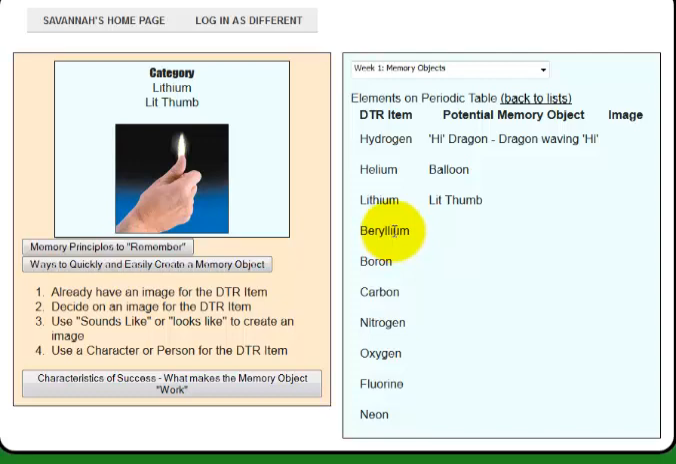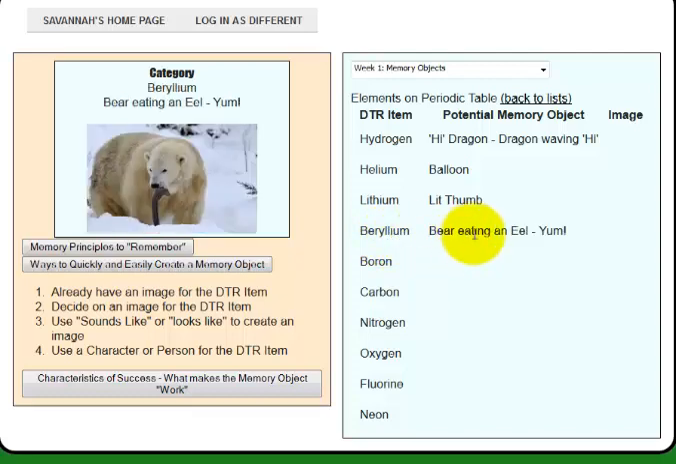Okay, so think about that for a second. Bear eating an eel, which looks like a snake, and then just smiling and maybe rubbing his tummy and saying yum. Okay, once you have that, we move on. So bear eating an eel. Now this one probably doesn't look like what showed up in your mind's eye. Use the one in your mind's eye. That's the one that you are locking in.